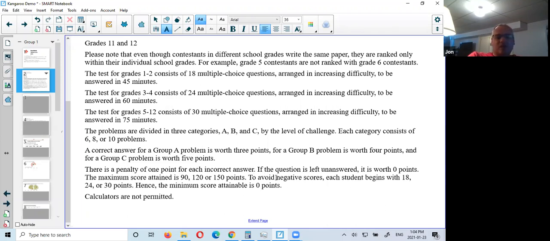So they start you off with 18 points or 24 points or 30 points, just in case you got every question wrong, you wouldn't get a negative score. So you're not allowed to have a calculator, very important, right?